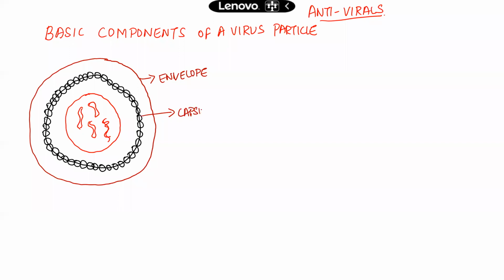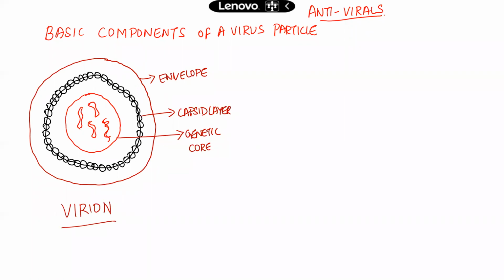And this is the genetic core. Since we are not studying microbiology right now, we'll leave this structure as it is. The genome or genetic core plus the capsid layer plus the envelope is referred to as the virion.